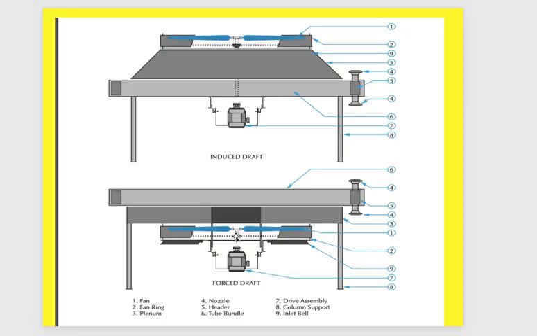Okay, plenum chamber. This is the plenum chamber, which is like a cone here, and this is the plenum chamber, which is rectangular here. The target of the plenum chamber is to distribute air evenly across the tube bundle, ensure uniform cooling, and reduce the vibration and the noise. This is the function of the plenum chamber.